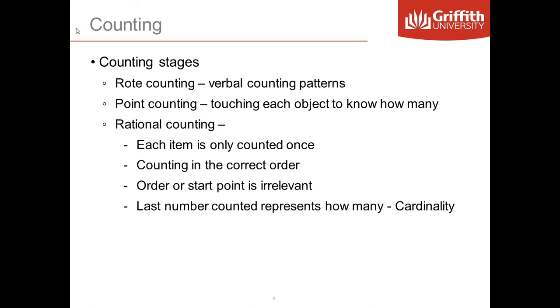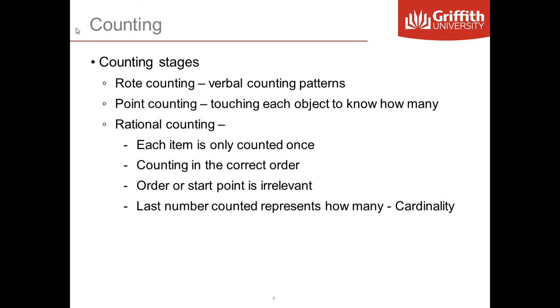The final stage is rational counting, and this is where we're aiming for the students to finally develop into. So what they start to do is each item is only counted once. So this is what we call one-to-one correspondence. So as they touch an item, they only count it once. The counting is actually in the correct order. So as they're counting, they're going 1, 2, 3 as they count each object.